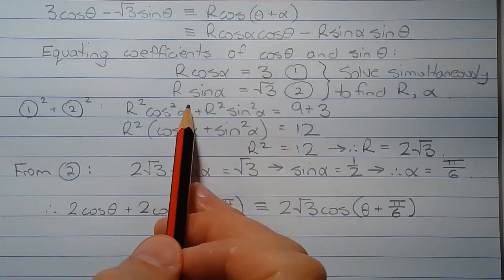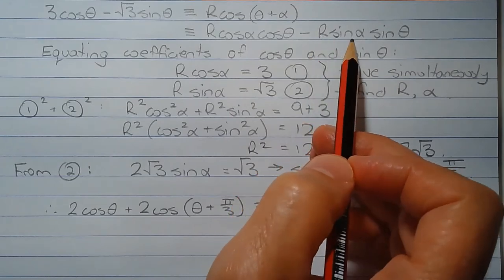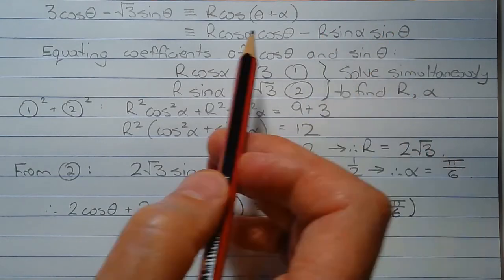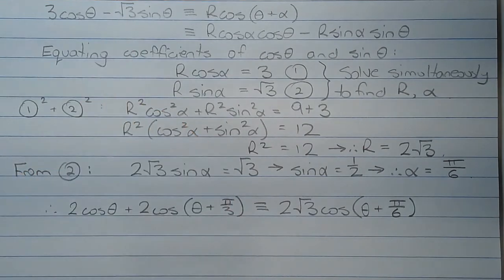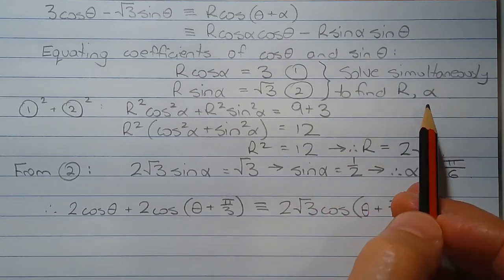And equation number 2, r sine alpha is equal to the square root of 3, comes from the fact that r sine alpha, which is the coefficient of sine theta on the right-hand side, must equal the square root of 3 on the left-hand side. And we form these two equations, which need to be solved simultaneously to find r and alpha.